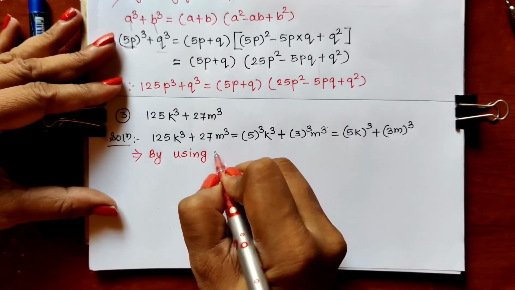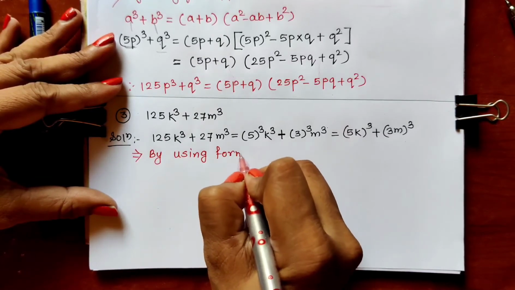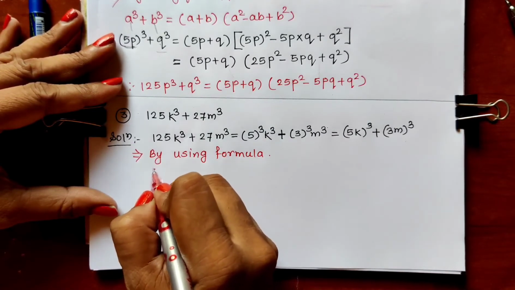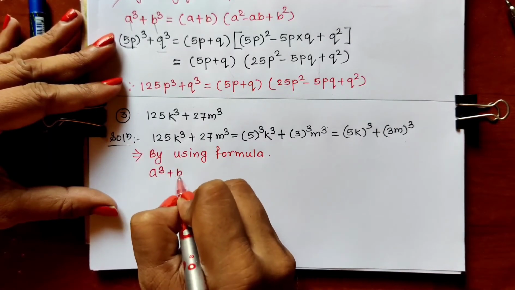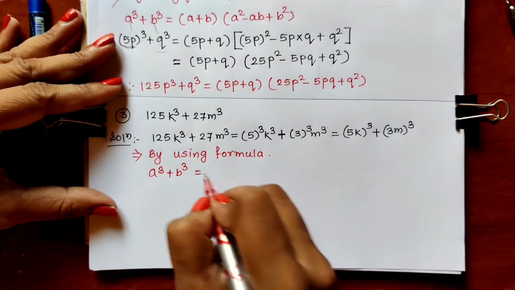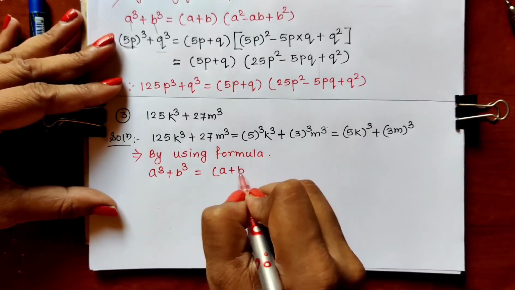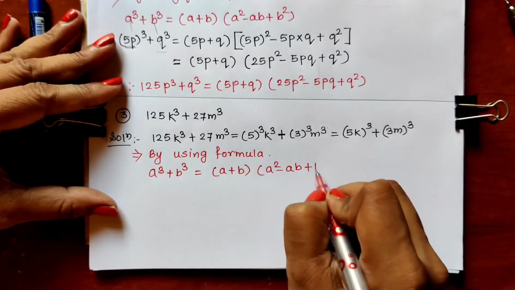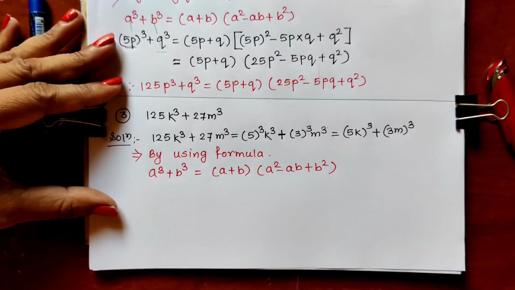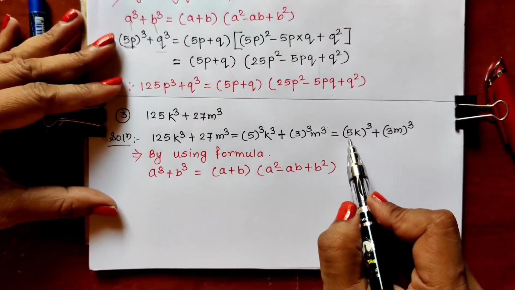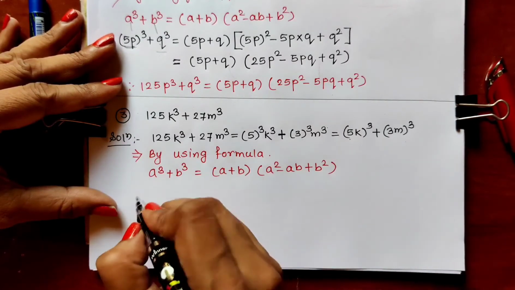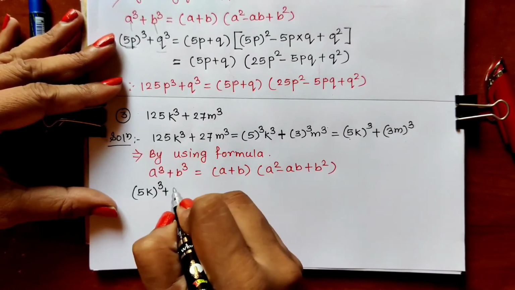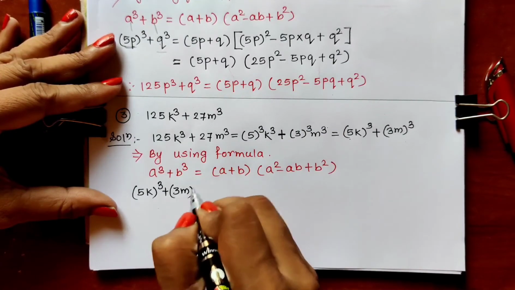By using the formula, every time write down the formula so it will be easy to learn by heart. a cube plus b cube is equal to (a plus b) in the first bracket, (a square minus ab plus b square) in the second bracket. Now we have to apply the formula to this answer. So it is (5k) cube plus (3m) cube.